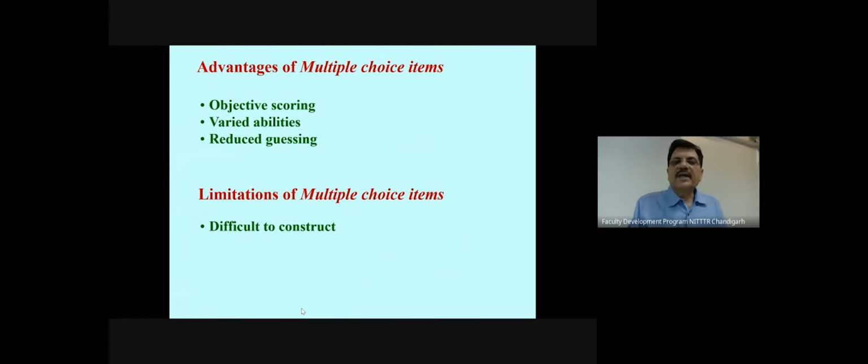Now the advantages: scoring is objective. You can measure varied learning abilities through multiple choice question. Since there are more options, this type of item reduces guessing on the part of student. अगर आप इसमें नेगेटिव मार्किंग इंट्रोड्यूस कर देते हो तो गैसिंग बिल्कुल खत्म हो जाएगी.